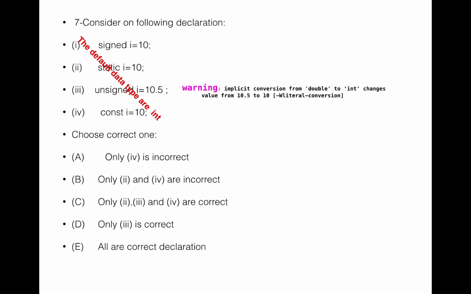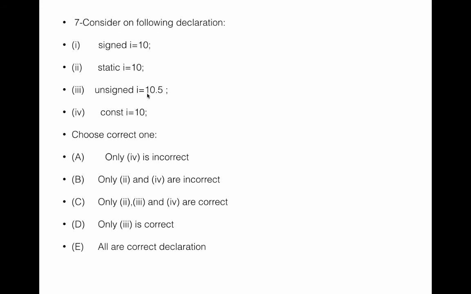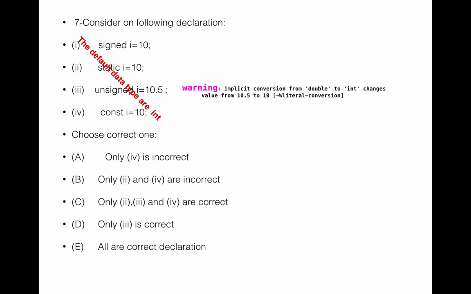And by the way, if you see this, unsigned i equals 10.5. This is an integer, but this is not an integer. This is a double. Is this valid? Yes, it's valid, but it's not a good practice in programming, and this will give you a warning in the compiler that there's an implicit conversion from double to integer, but it will pass and it will work. So the answer is that all are correct declarations.